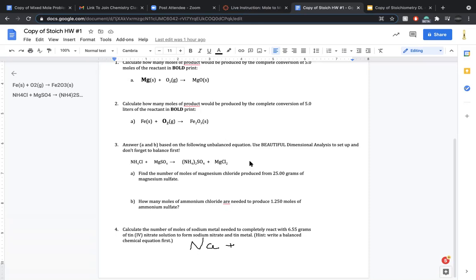Tin 4 nitrate is going to be here. I think I'm just going to type everything because my handwriting gets bad sometimes. It's going to be sodium, and then we have N4 and O12, and I'll write the numbers later. And then they form sodium nitrate, and I don't remember that either. Let me look it up. That is just NaNO3. And then we have tin metal, which is just Sn.